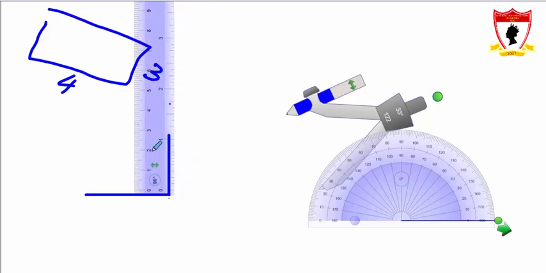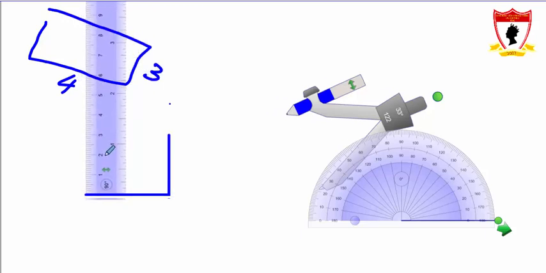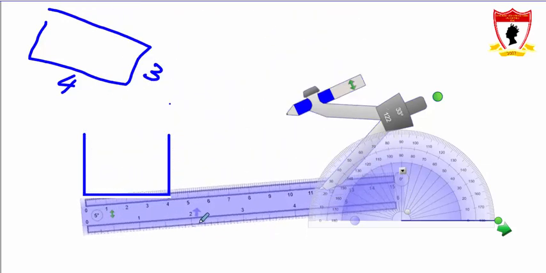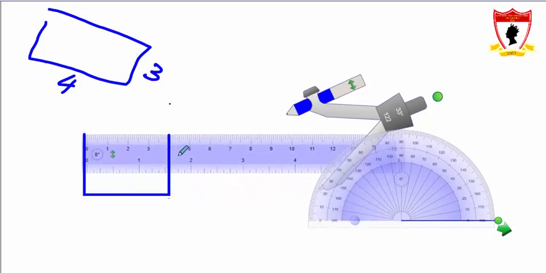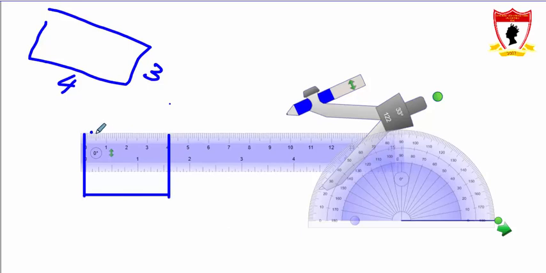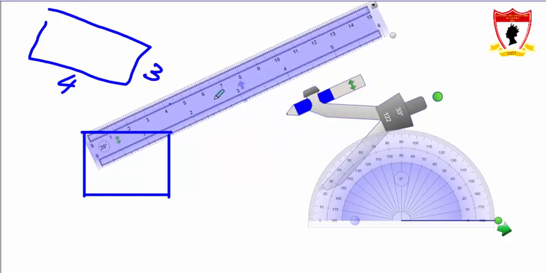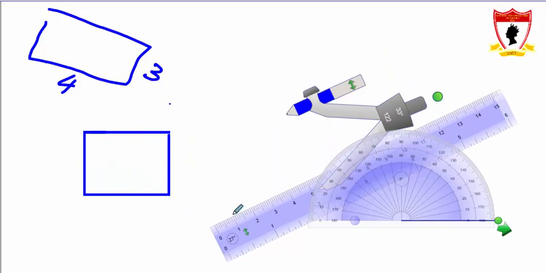On the other side, we have to mark another 90-degree angle, then another 3 centimeters, and finally we can just join these two sides and make sure it's only 4 centimeters. And we just constructed the perfect copy of this rectangle, which is 4 by 3.